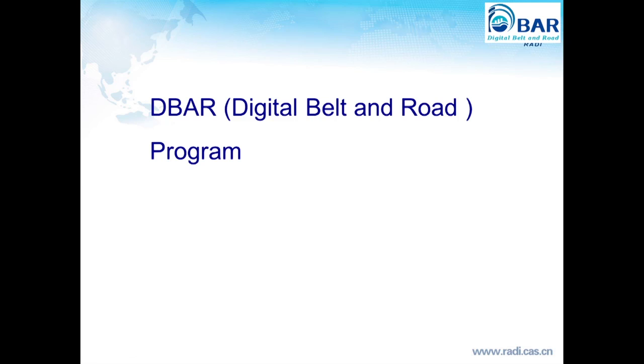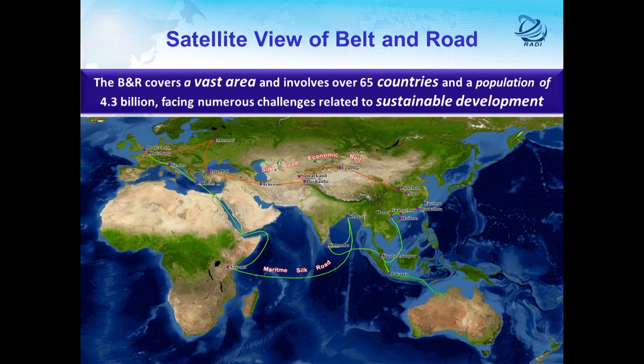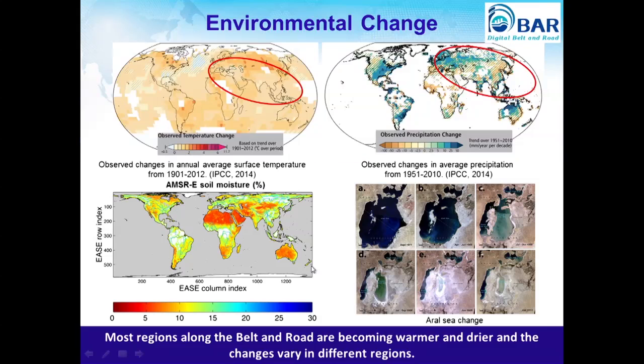My title in the program book is about the DBAR program. So in my last part, I want to deliver some information about what the DBAR program is. The total name is the Digital Belt and Road. You can see the satellite view. When we see the satellite, we see the world, we see the Eurasian countries, just like this. In the north, the red line is the Silk Road. In the south, the green line is the Maritime Silk Road. So that's why we call it One Belt, One Road.